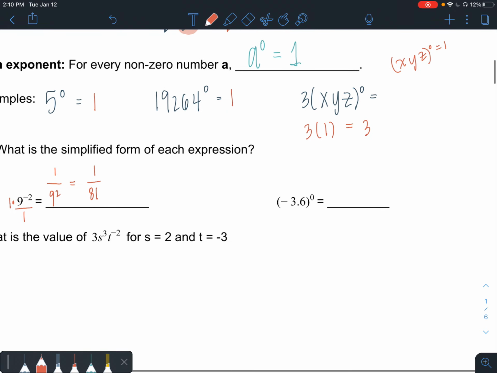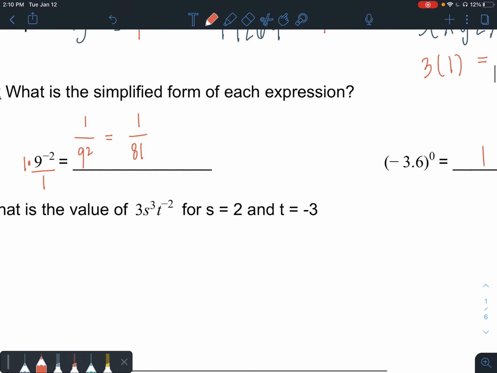This next one here, we've got negative 3.6 to 0. It's 1. Okay, so this next one here, we want to rewrite this before we do anything else. So we've got that negative there. I'm going to go ahead and put this over 1. So then when I rewrite, I have 3s to the third over t squared. So that squared becomes positive when we move it. Then we can plug in our values for s and t. So we have 3 times 2 to the third over negative 3 squared.